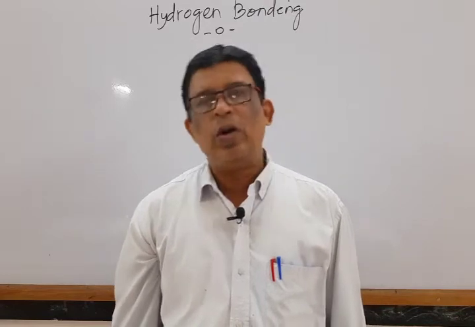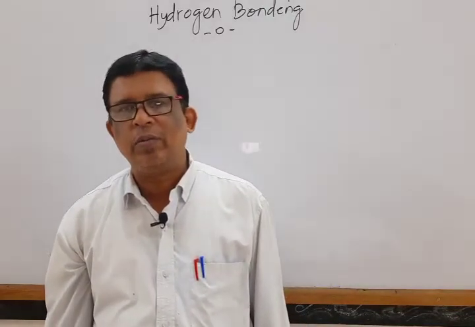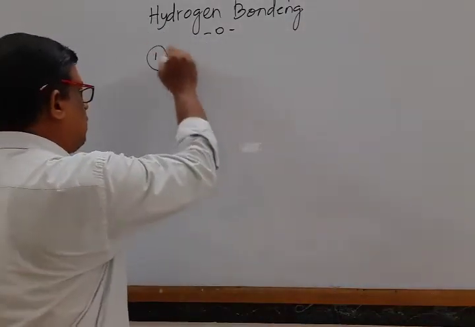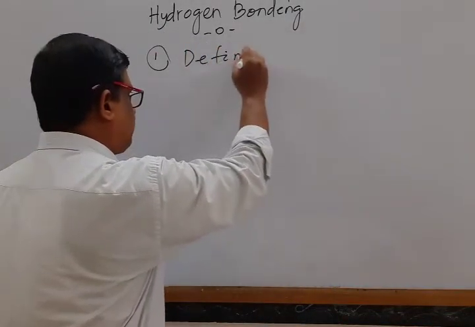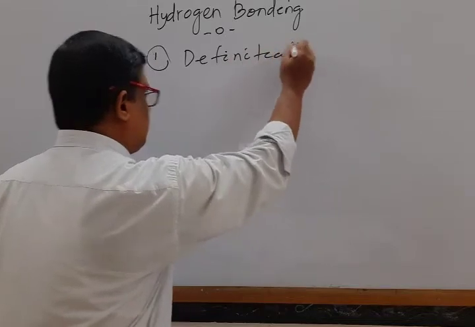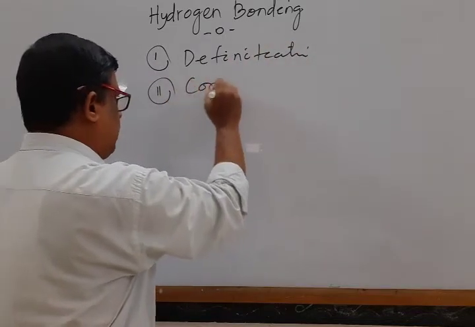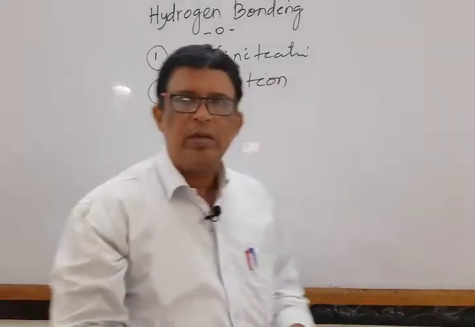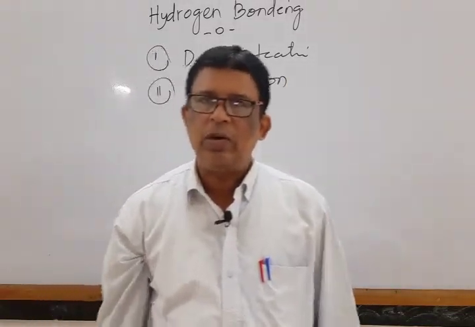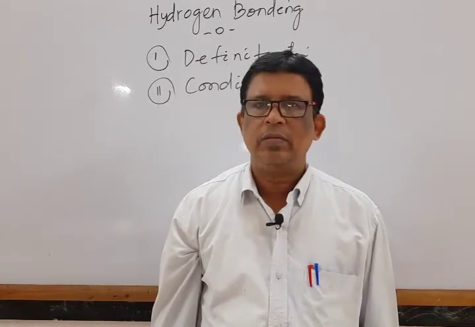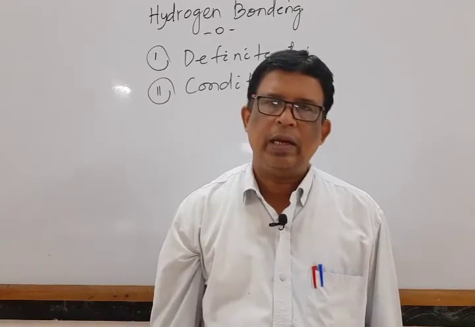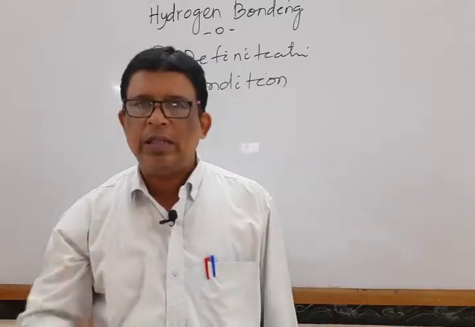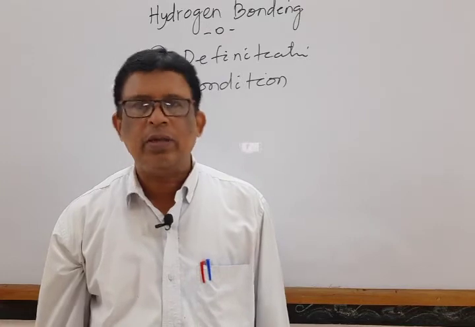Next, what are the conditions for the formation of hydrogen bond? Mark that. What are the conditions? Point 1, that is the definition. Point 2, that is the condition. Is there any condition for the formation of hydrogen bond? Answer, yes. Mainly 2 points are there. The element which exhibits this type of bonding must obey the 2 points.